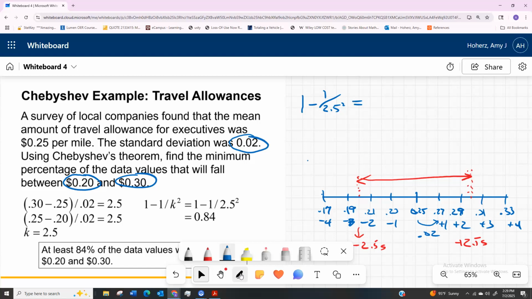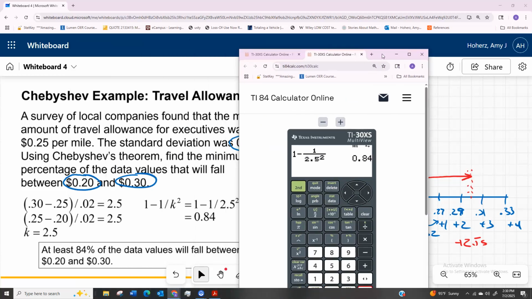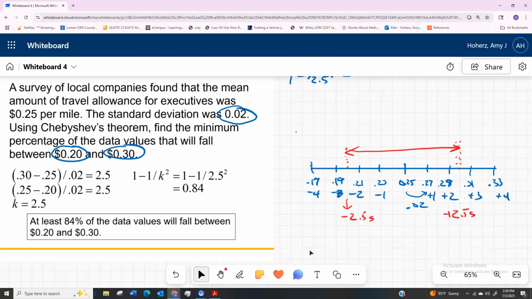So I'm going to calculate this. I'll show you how to do that on the calculator. We're just going to do 1 minus, and I'm going to do this as a fraction. See this button right here? That'll pop up fraction, n over d, numerator over denominator. And then I just put in a 1 on the top. And then on the bottom, I have to arrow down to it, and I do 2.5 squared. And hit equals. And I get 0.84. And so you can see the answer is at least 84% of the data values will fall between 20 cents and 30 cents. Okay, so that's it for section 3.2.